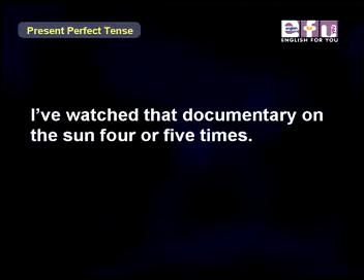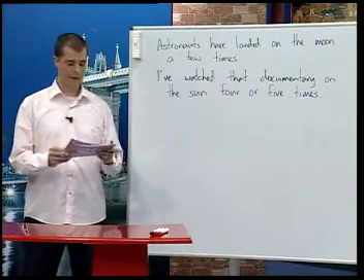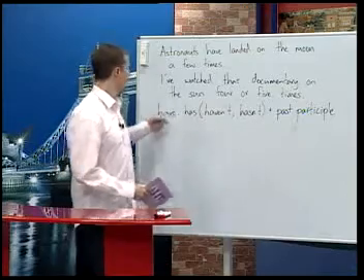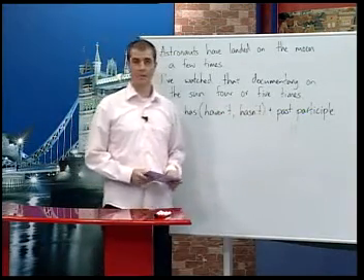I've watched that documentary on the sun 4 or 5 times. So the basic form of the present perfect is have or has or haven't or hasn't plus past participle.